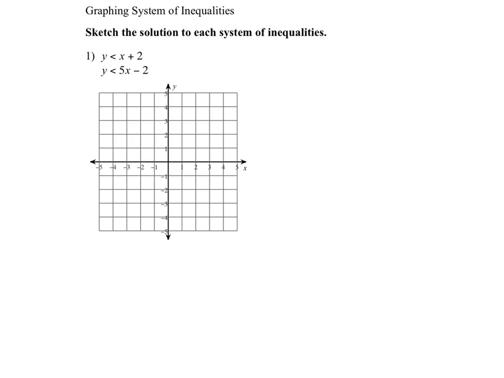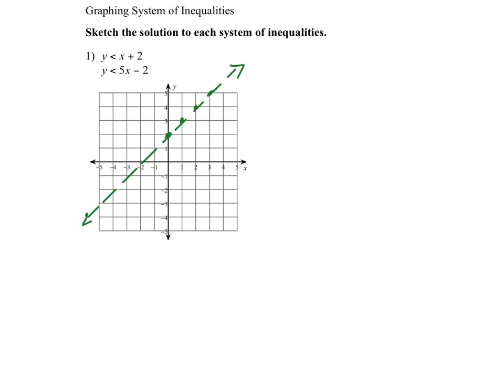So I'm going to start by marking 2. And I'm going to move 1 up, 1 to the right, 1 up, 1 to the right, 1 up, 1 to the right. Now I'm just going to trace that line, but in this case, because it's just less than, instead of tracing a solid line, I'm going to trace a dotted line, something similar to this right there.